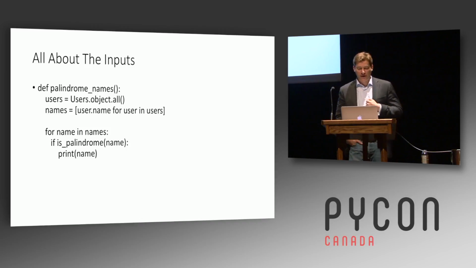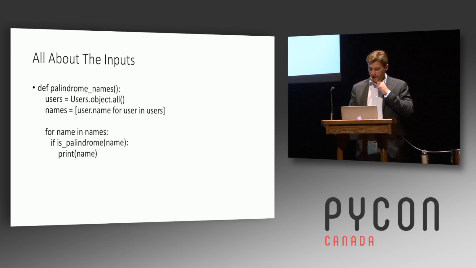So then we have our transform and output. The output is just one line. It's the last line. Okay, that sounds pretty good. And we go through the list of names, determine if it's a palindrome, and print it if it is. Great.